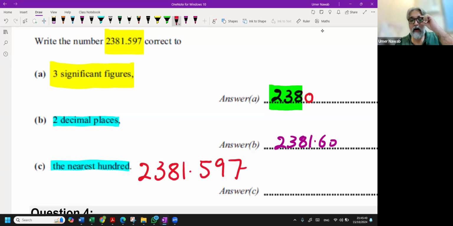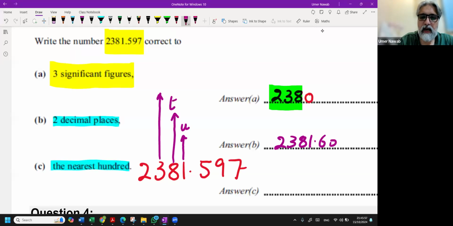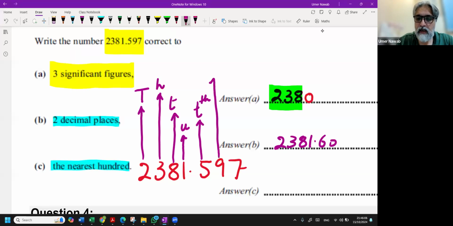So 2381.597. And now this number, we need to look at it using the place values. So come on, revise. This 1 is located at the unit place. This 8 is located at the 10 place. This 3 is located at the 100 place. And this 2 is located at the 1000 place. This 5 is located at the tenth place. This 9 is located at the hundredth place. And this 7 is located at the thousandth place.